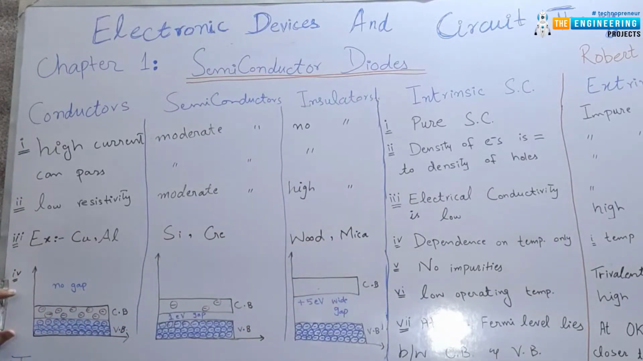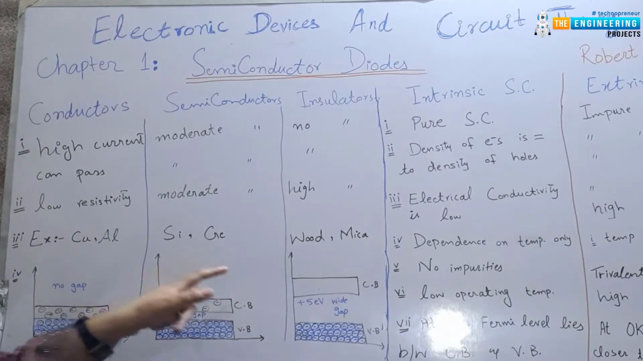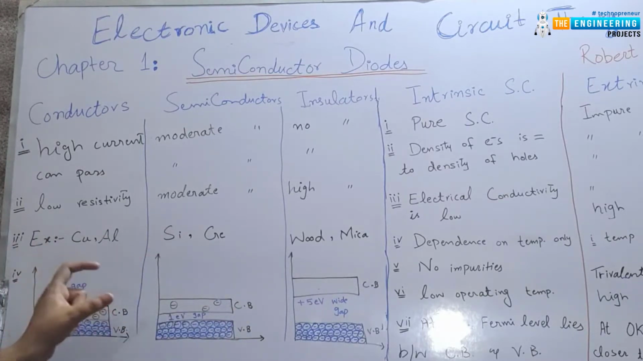Fourth difference is the difference in their band gap structure. For conductors, there is no gap between the valence band and conduction band. This is the valence band and the upper band is the conduction band, and you can see here that there is no gap between them. But in case of semiconductors, there is a small gap between valence band and conduction band, and its gap is equal to 1 electron volt.